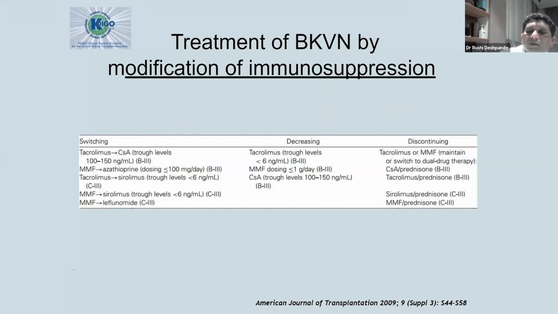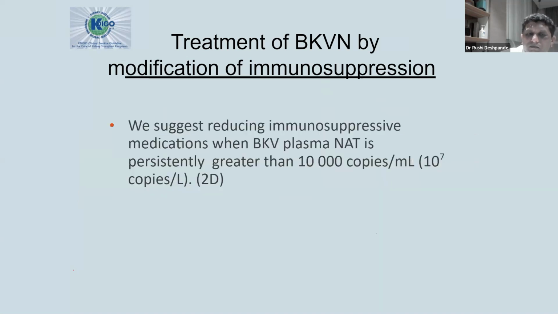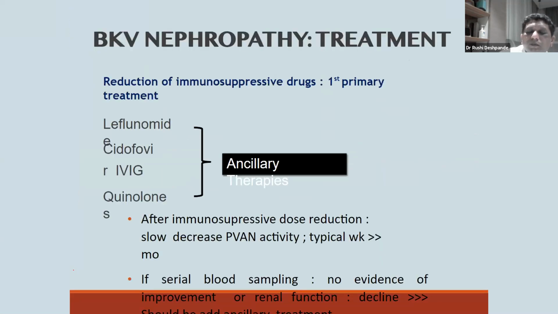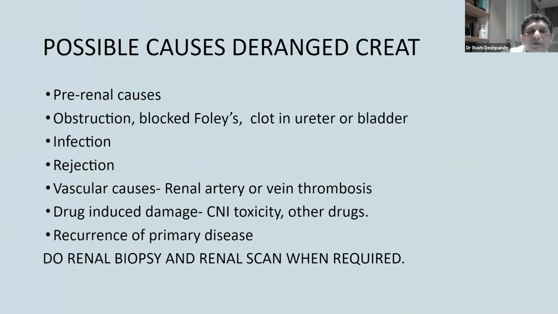Modification to reduce the immunosuppression is the key. For all antiproliferatives as well as calcineurin inhibitors, you need to reduce the dose. There is no specific treatment, but like I told you, leflunomide can be used as an antipyrimidine drug. Cidofovir, quinolones, IVIG have been used without any specific benefit. There's no real large database that can help us tell what to do. Okay.